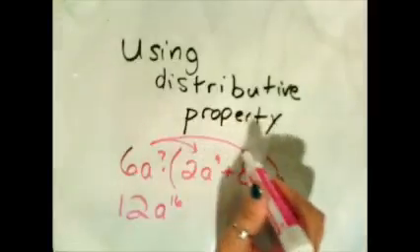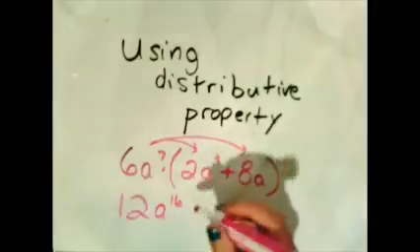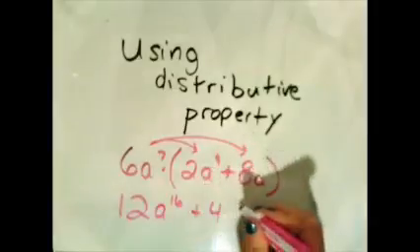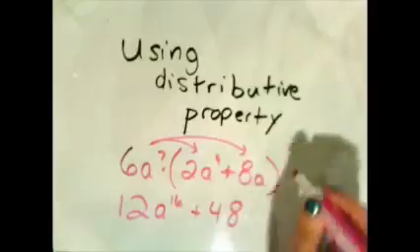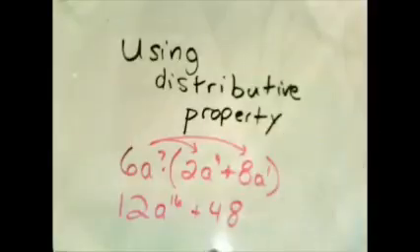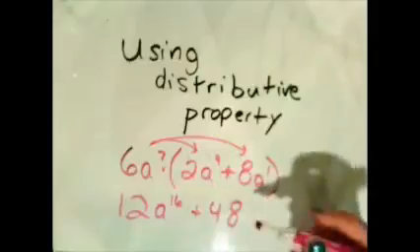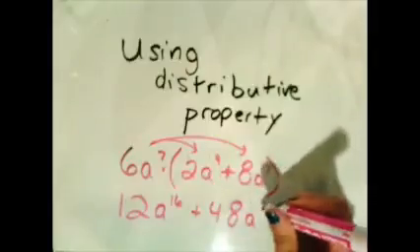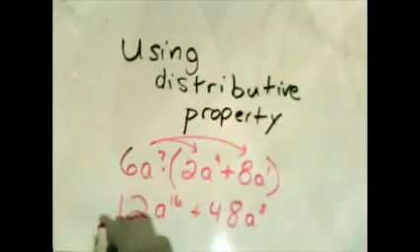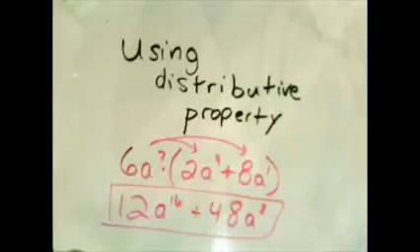And then for the second term, the coefficient, 6 times 8 is 48. And a to the 7th times, what's the exponent if there's just a single a? It's 1. Sometimes it helps to write that to remind yourself. So a to the 7th times 1 more a is a to the 8th. And so there you've successfully distributed. Let's try another one.